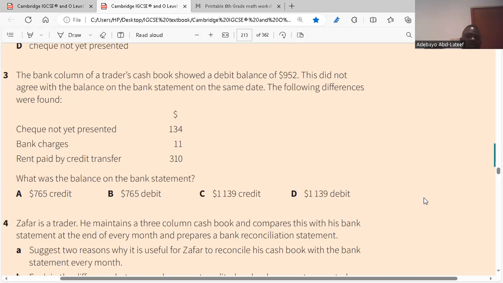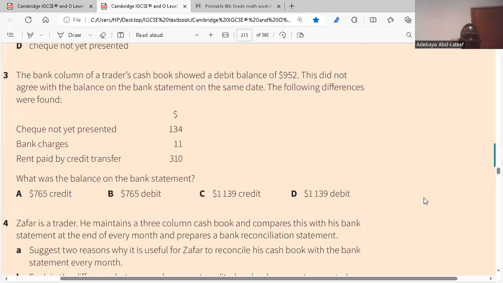The question says a bank column of a trader's cash book showed a debit balance of 952. So this did not agree with the balance on the bank statement on the same date. The following differences were found. What was the balance on the bank statement?